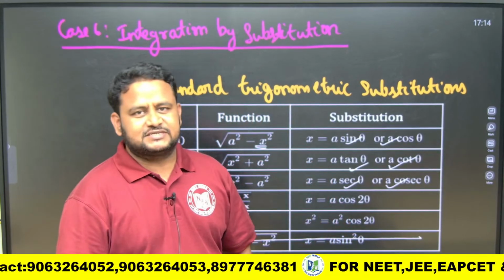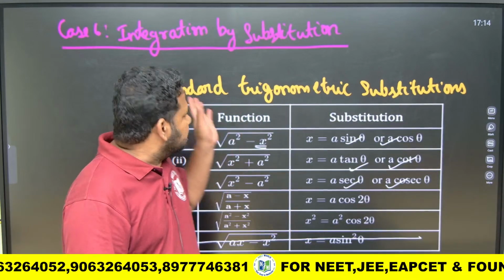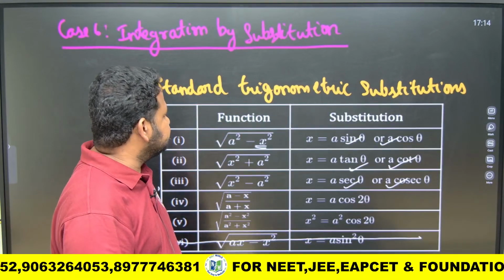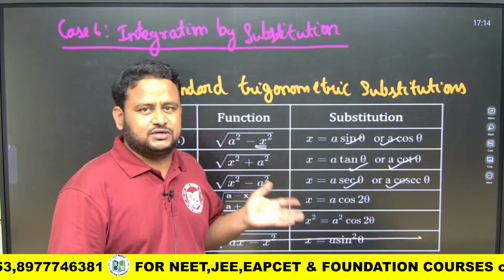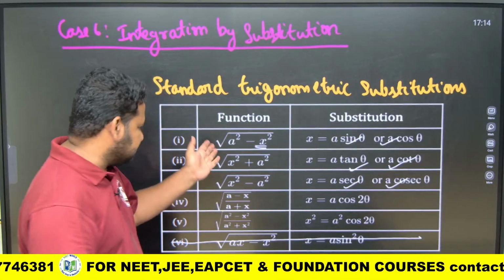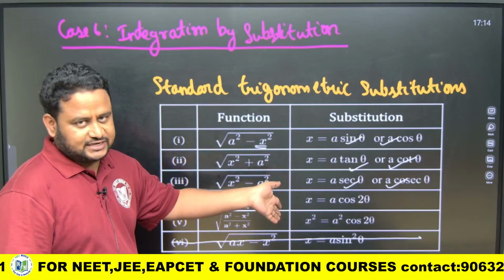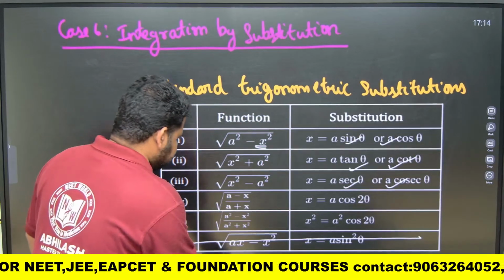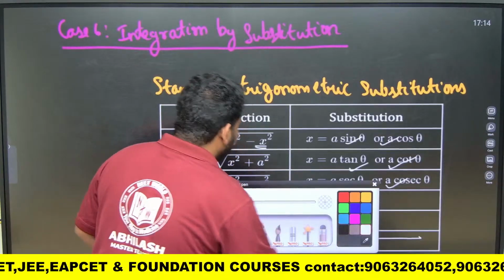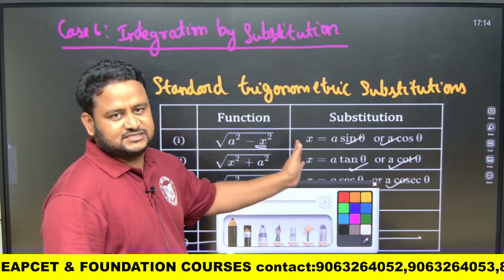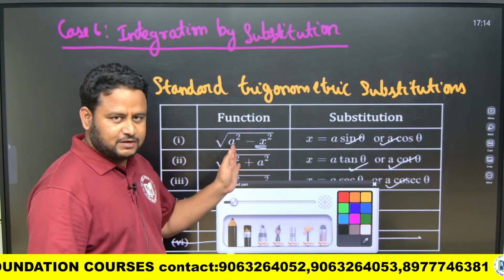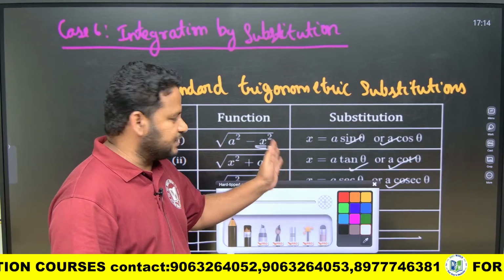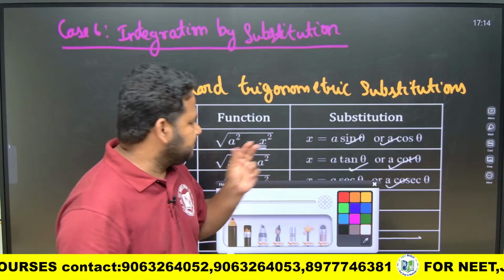So, in the previous class, we had started with integration by substitution, that is trigonometric substitution, and we also did some questions based on it. We started with the basic functions and the substitution required. If it is given as square root of a square minus x square, we have to put x is equal to a sin theta or a cos theta. If it is given as square root of x square plus a square, we put x is equal to a tan theta or a cot theta.